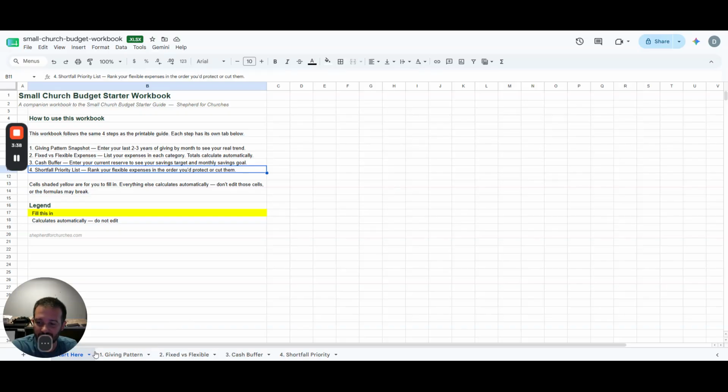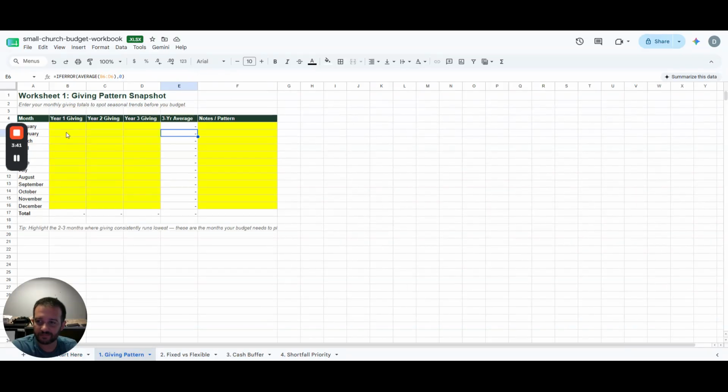All right. So down here is the first tab. You go to the giving pattern. Now, each month, January, February, March, April, May, June, July, all the way down to December. So what we would do is we would say year one giving. Now I use this as the oldest year, then the second oldest year, and then the previous year.